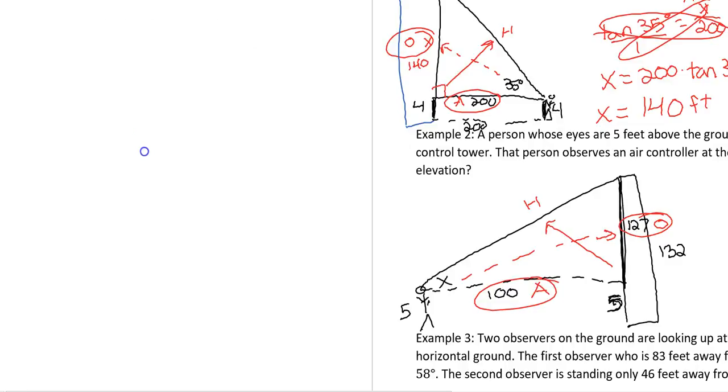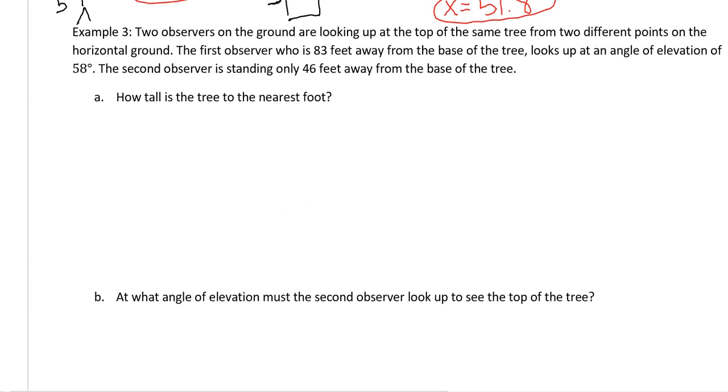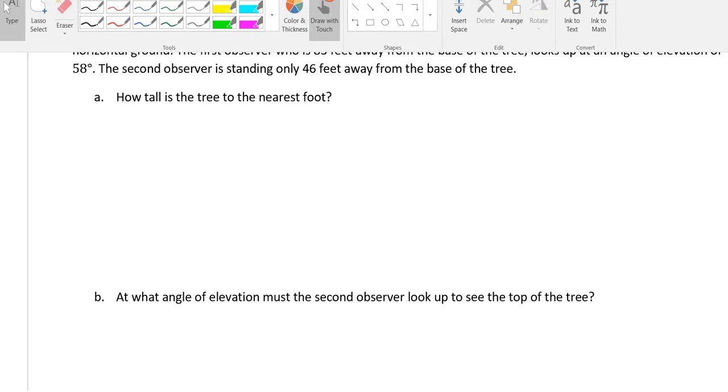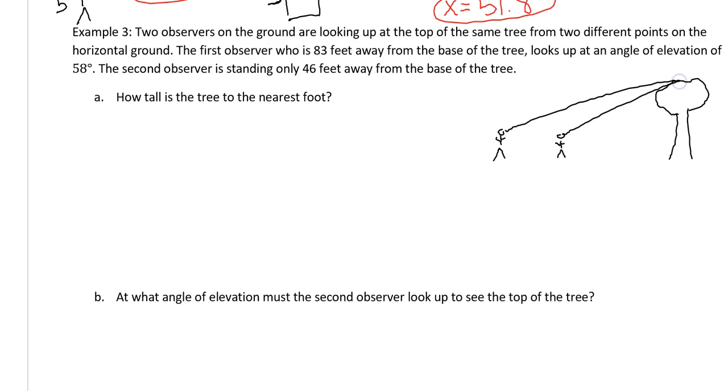All right, let's look at example 3. Two observers on the ground are looking up at the top of the same tree from two different points on the horizontal ground. I'm going to draw that. I have person 1, person 2, and a big tree. These two people are looking to the top of this tree along the ground.